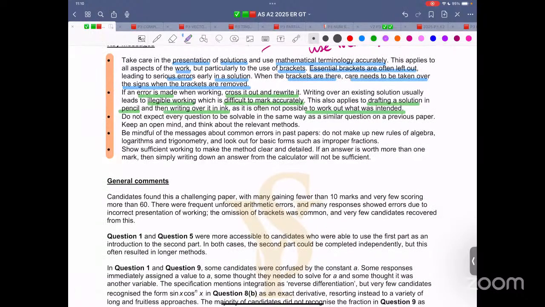Do not expect every question to be solvable in the same way as a similar question on a previous paper. Now, this is very nice. Keep an open mind and think about the relevant methods. So, out-of-the-box thinking you need to have. That is what differentiates an A star versus an A, or an A versus a B. So that is how that discrimination is made.